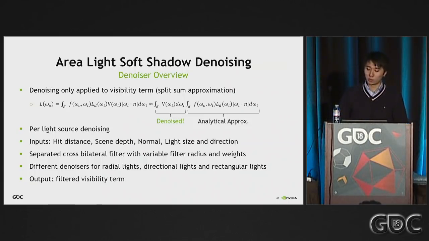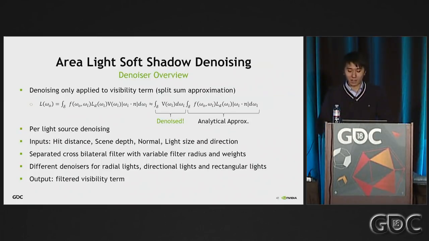So for the actual denoising, we use a lot of the auxiliary information from the G-buffer as well as from the scene context to derive an optimal filter footprint for each pixel. The needed information includes the ray hit distance, the scene depth, the world normal, the light source sizes and directions. And actually we have three different denoisers for the three types of light source that you saw earlier, which are directional light, spherical lights, and rectangular light source, each with different ways to estimate the filter footprint, just so that we can get an optimal filter result very close to ground truth.